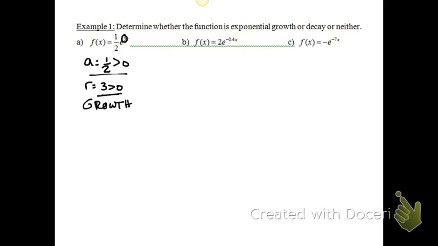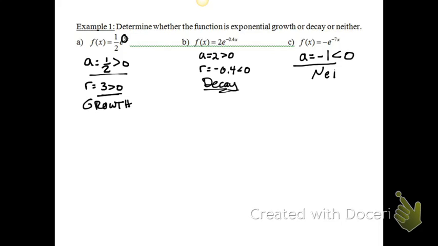If you take a look at b, in this case, the a value is 2, which is bigger than 0, so it could be growth or decay. And r, the number in front of x, and the exponent is negative. It's negative 0.4, which is less than 0. That would indicate that this is going to be an exponential decay model. For c, my a value is negative 1. Right there, I could stop, because as soon as your a value is less than 0, it's neither growth or decay. So I'm just going to say neither.